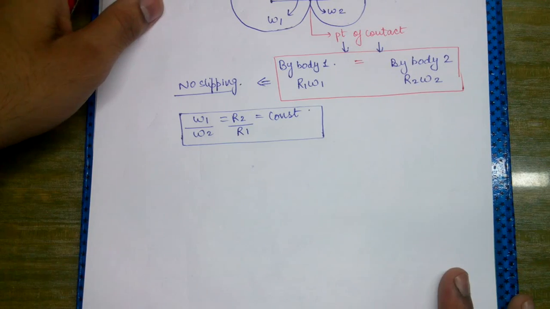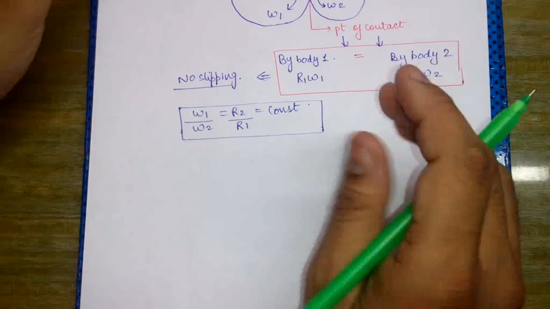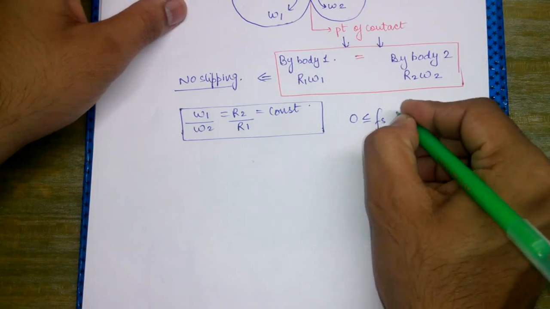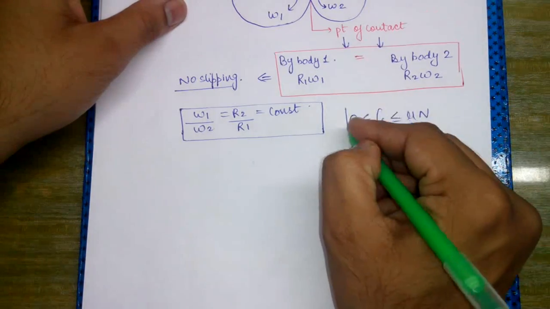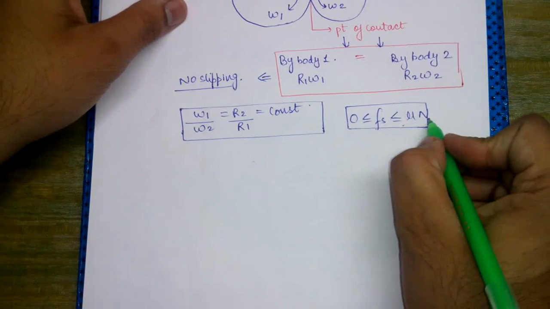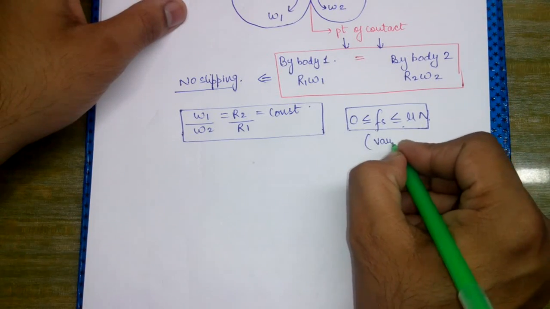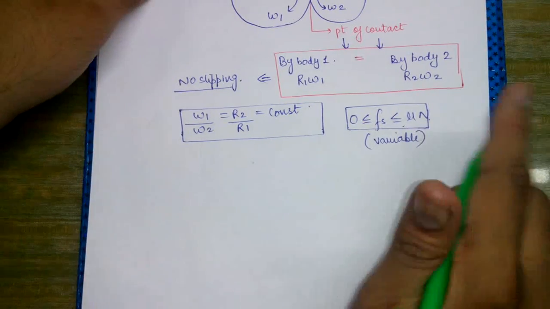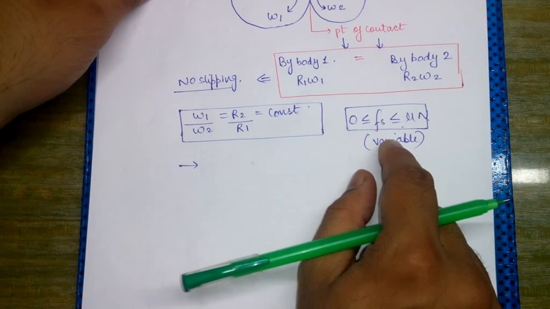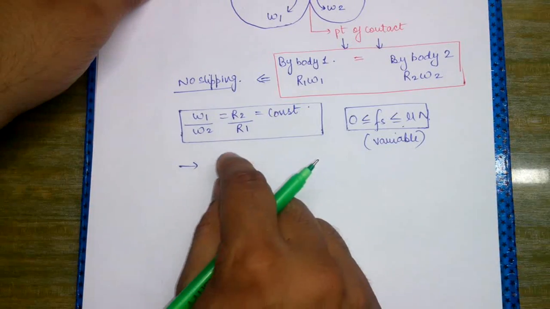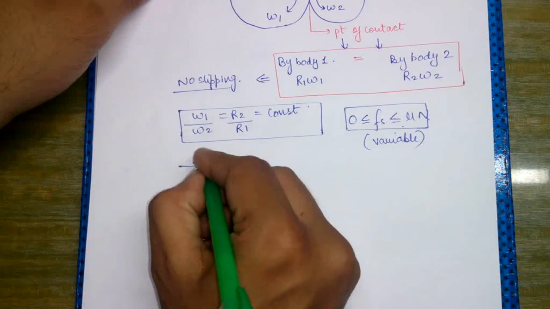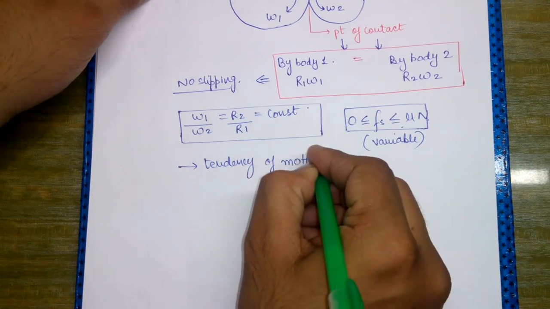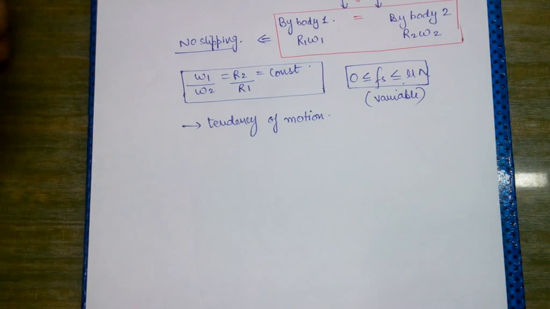Now if we talk about the friction, then friction is obviously there. The value of friction is not 0. The value of the static friction is actually lying between 0 and mu n. It is variable in nature, that means it can vary between 0 and mu n. Why is static friction present? It is because of the tendency of motion. Because of the tendency of motion, the friction is present here.